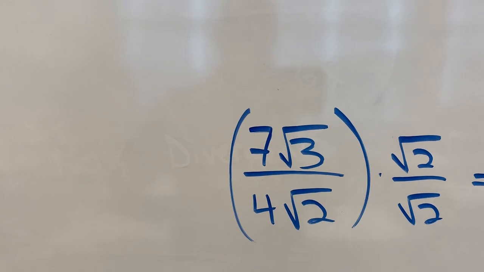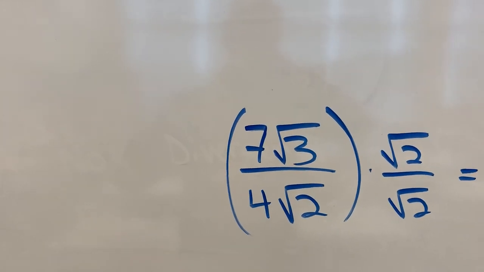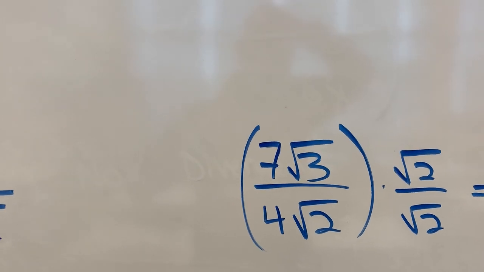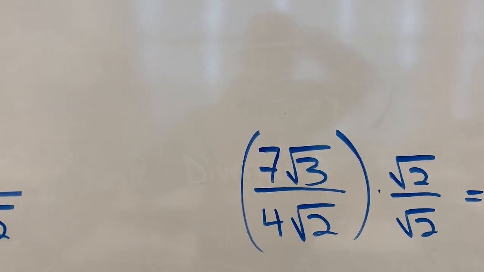Now, even if you got all the decimals on your calculator, divided root 2 divided by itself, you get the answer of 1. So I'm not changing the value of this expression at all. I'm just changing what it looks like.